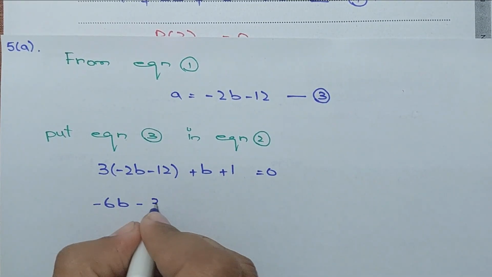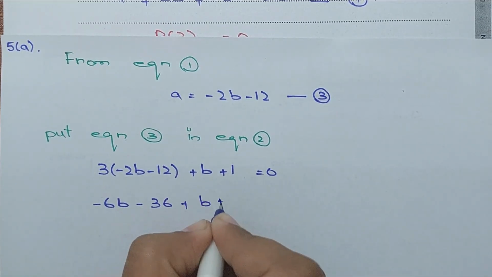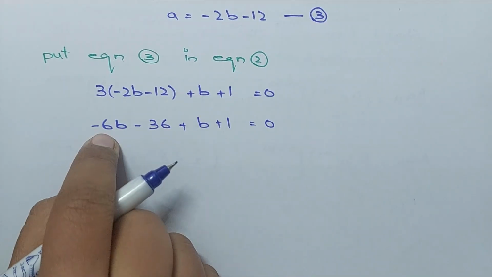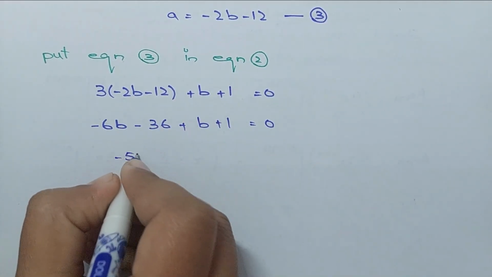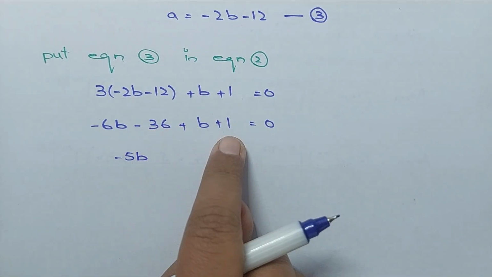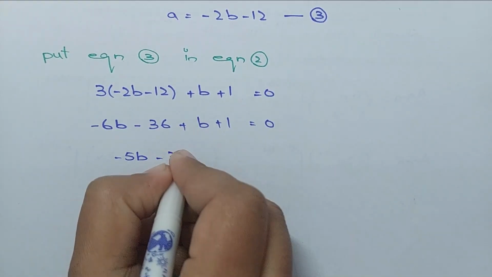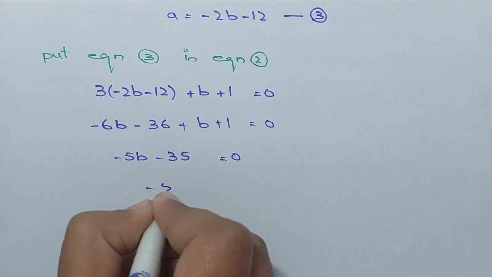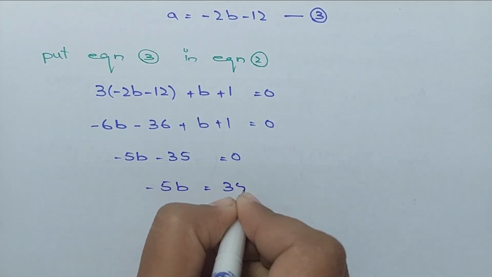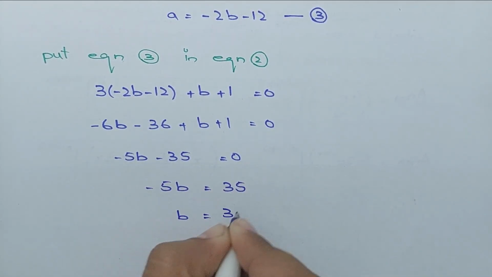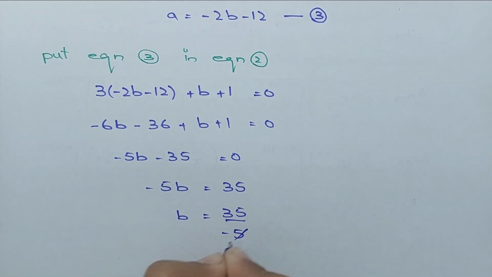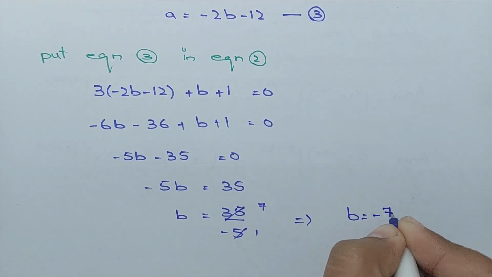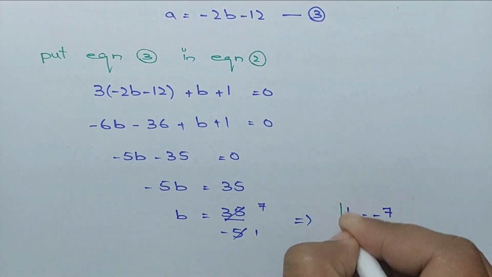36 minus 36 plus b plus 1 equals 0, right? Now these are the two b coefficients, minus 6 and plus 1 is minus 5b, minus 35 (6 and plus 1 is minus 35) equals 0. Okay, now we can say minus 5b would be equal to 35, and b is equal to 35 divided by minus 5. 5 times 7 is 35. So here the b value is negative 7. We are done with b.